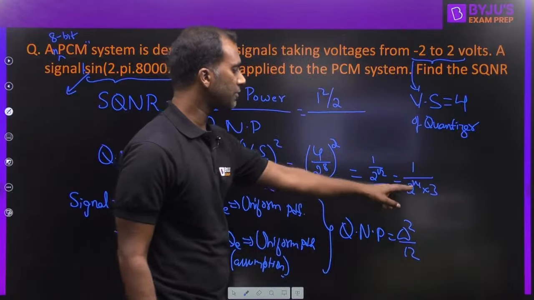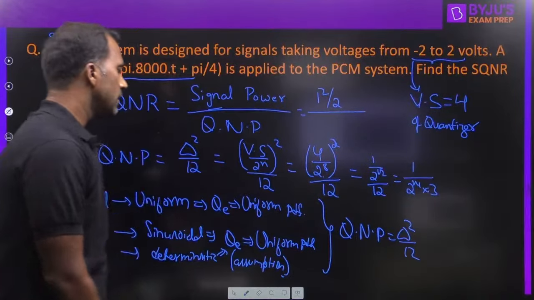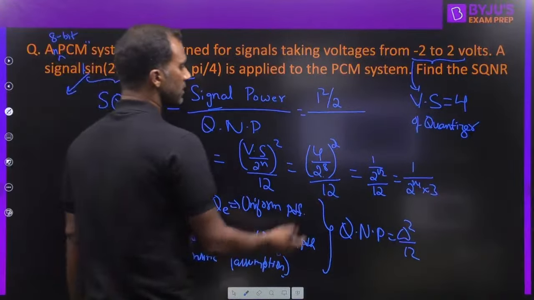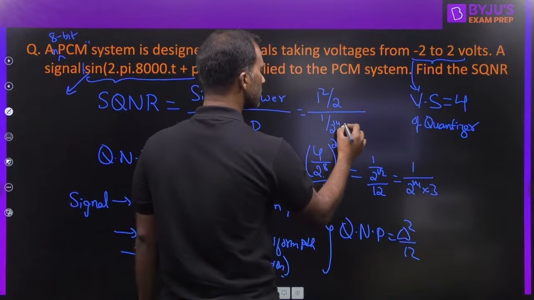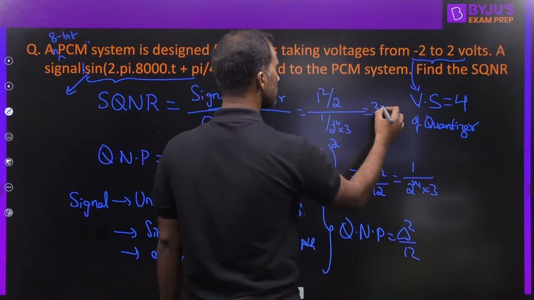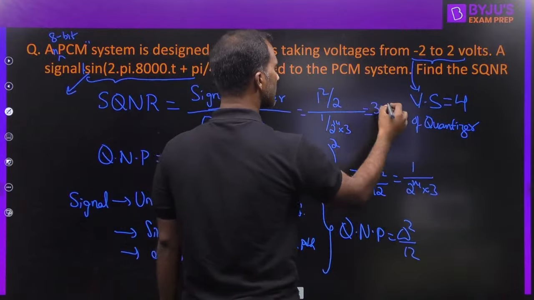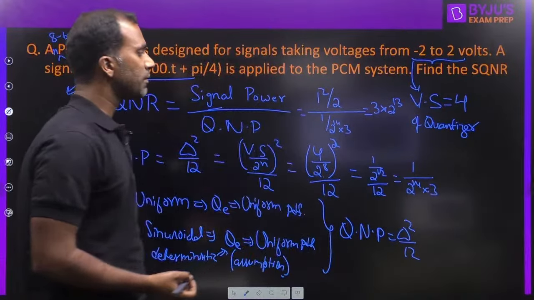12 I am writing as 4 into 3. 4 means 2 power 2. If you add this, it becomes 2 power 14 into 3. Right, so we got the quantization noise power. So let us substitute it here. It is 1 divided by 2 power 14 into 3. So everything goes into the numerator and it becomes 3 into 2 to the power 14, and 2 cancels, so it becomes 2 power 13. We got SQNR as 3 into 2 power 13.